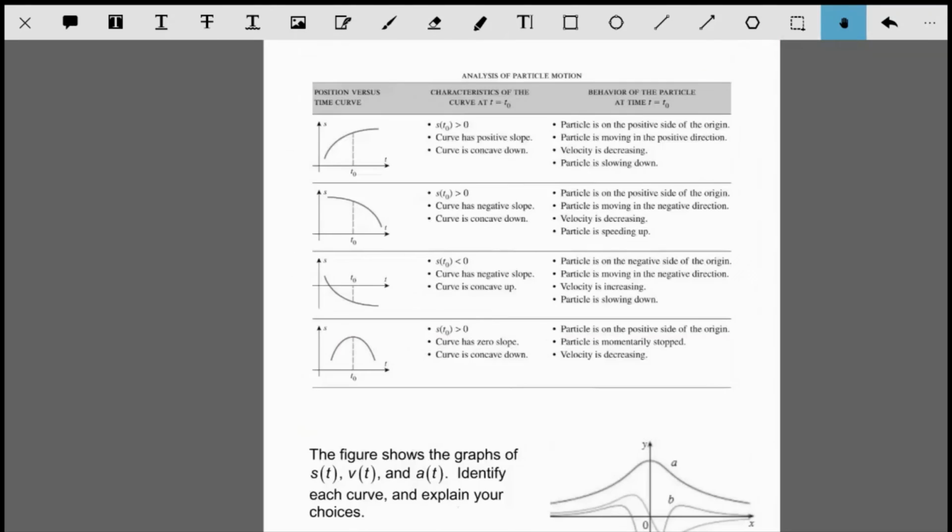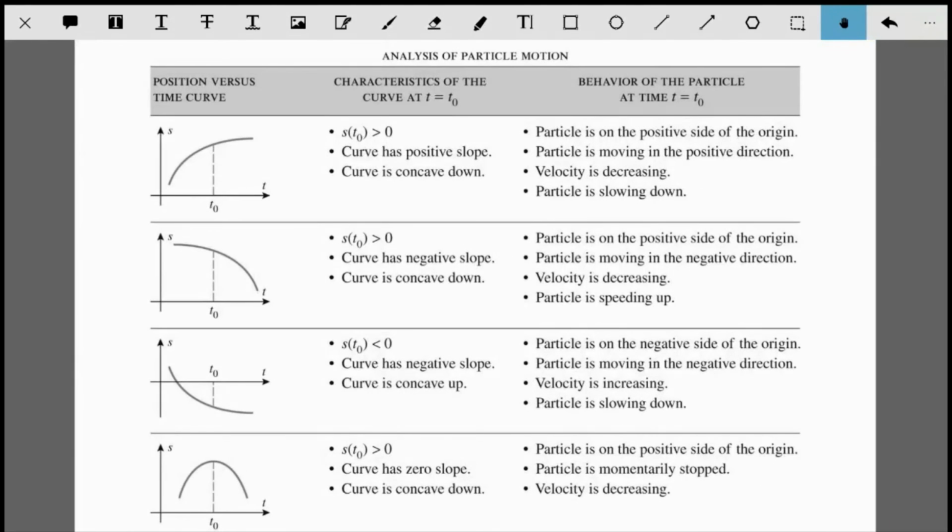Okay, so let's take a look at what I supplied for you here. I just gave you some graphs that give you a general idea. If you're looking at a position curve, what does that mean in terms of speeding up, slowing down? What does it mean in terms of the velocity being positive or negative? What does it mean in terms of the acceleration? So there are different characteristics that you're going to see.